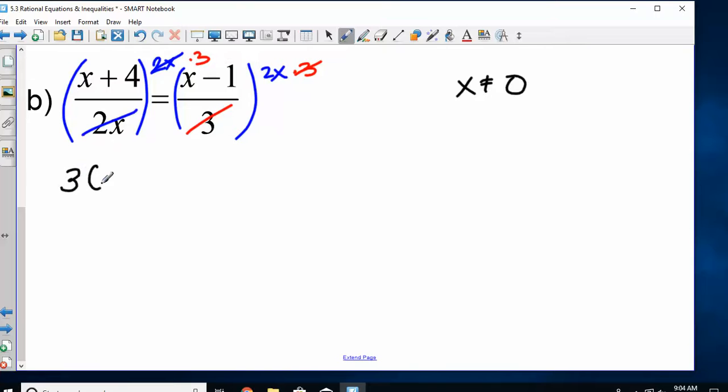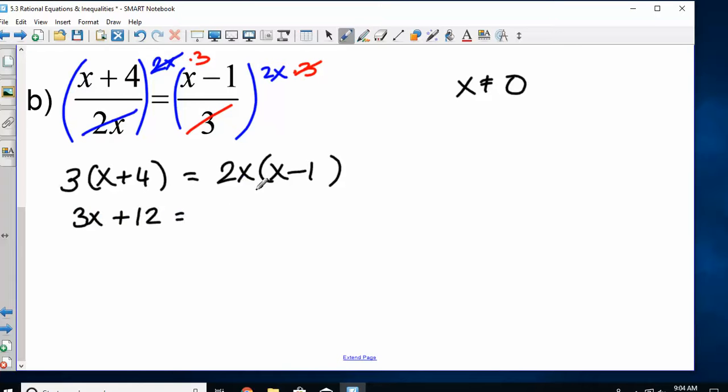So I'm left with 3 times the x plus 4 equals 2x times the x minus 1. Distribute. So 3x plus 12 equals 2x squared minus 2x. It's a quadratic, so what do we have to do? We have to set it equal to 0. So if we subtract over the 3x, and subtract over the 12, then we need to try to factor.